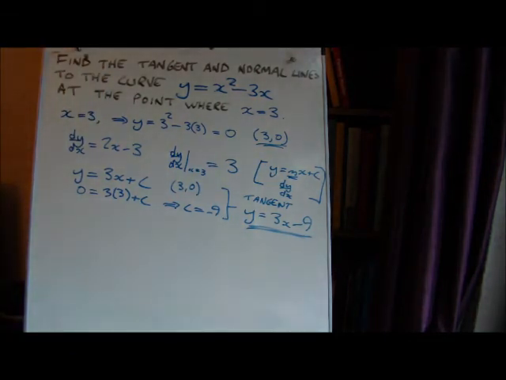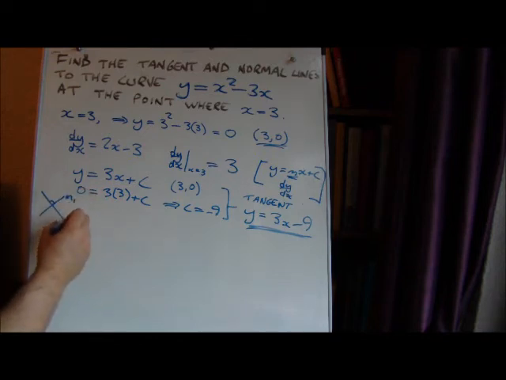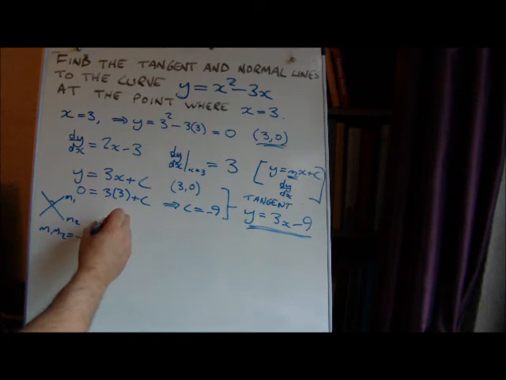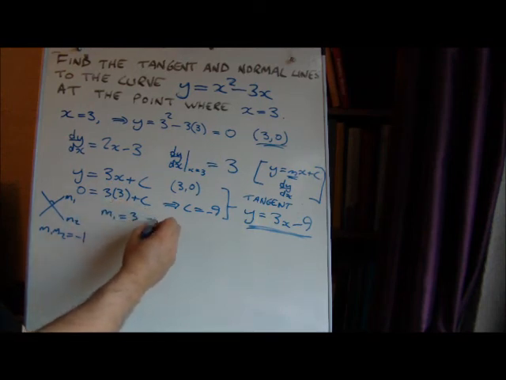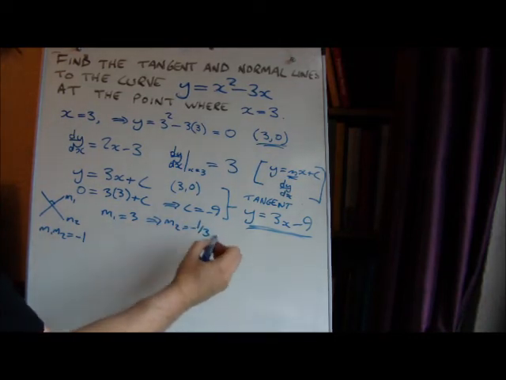To find the normal, we're going to use the relationship between perpendicular lines. If that's the tangent, the normal is perpendicular to it. So if that has a gradient of m1 and this has a gradient of m2, from coordinate geometry we know that m1 times m2 equals negative 1. The gradient of the tangent in this case is 3. So if m1 is equal to 3, it means that m2, the normal, is negative 1 over 3.